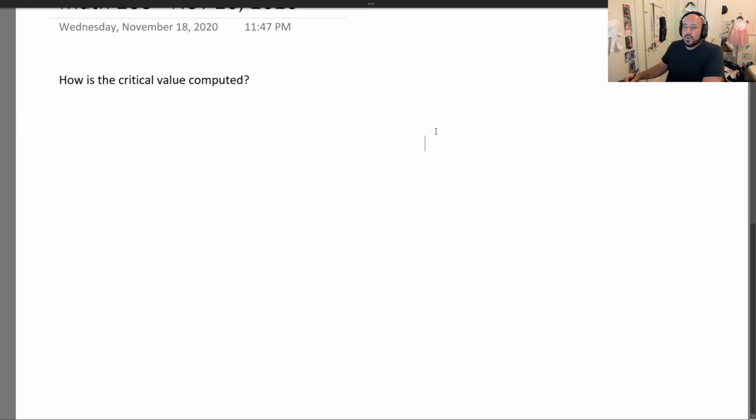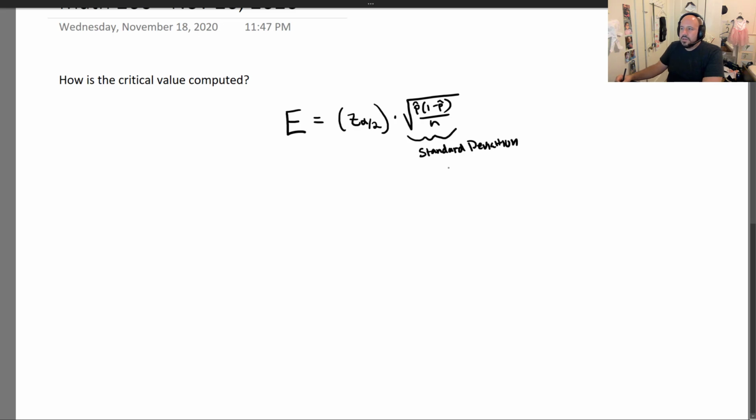So what we are doing with our critical value, I want to remind ourselves of that margin of error formula again, because it all comes back to that. We have this critical value, and then we're multiplying by this, the square root of p hat times 1 minus p hat all over n. And if you remember, this here is really just a type of standard deviation.